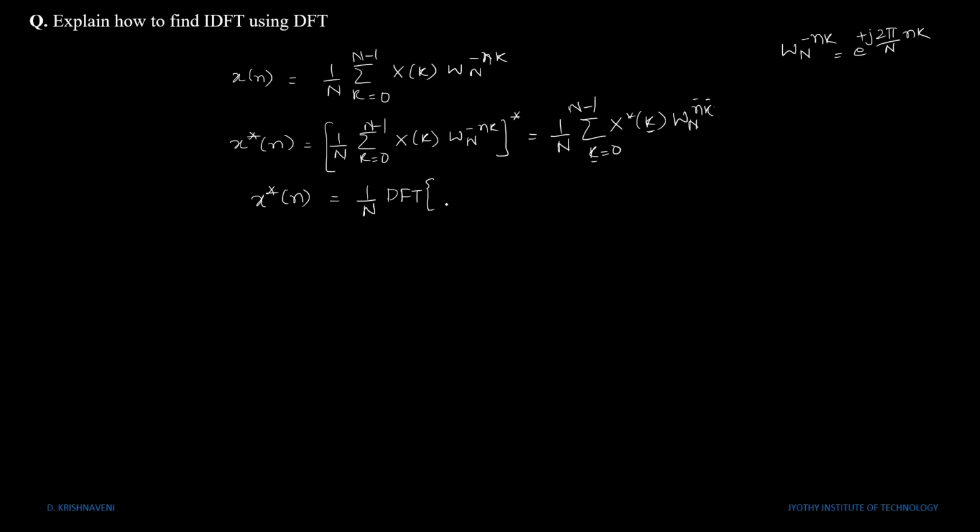So this is equivalent to DFT of conjugate of X of k, or x of n is equal to, if I find the conjugate, 1 by N into DFT of conjugate of X of k whole conjugate. So this is the formula to find IDFT using DFT.